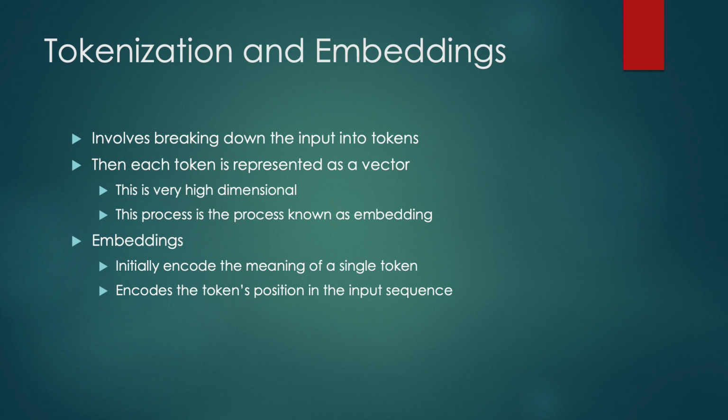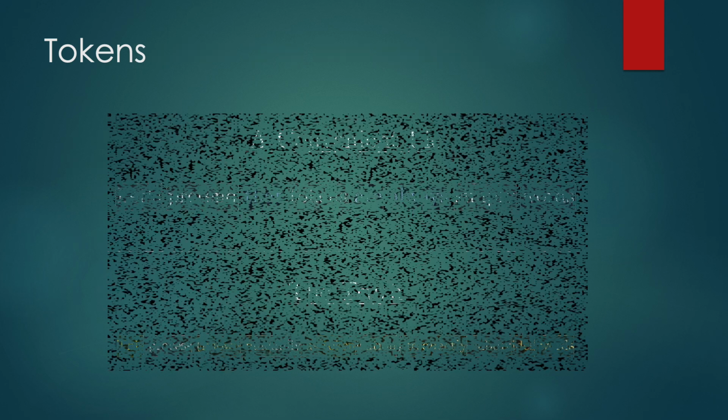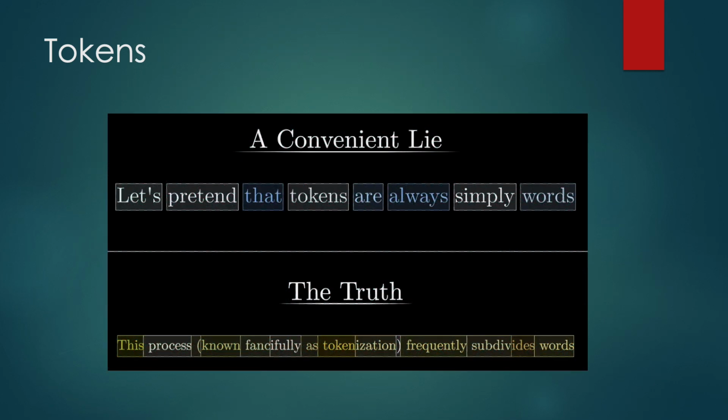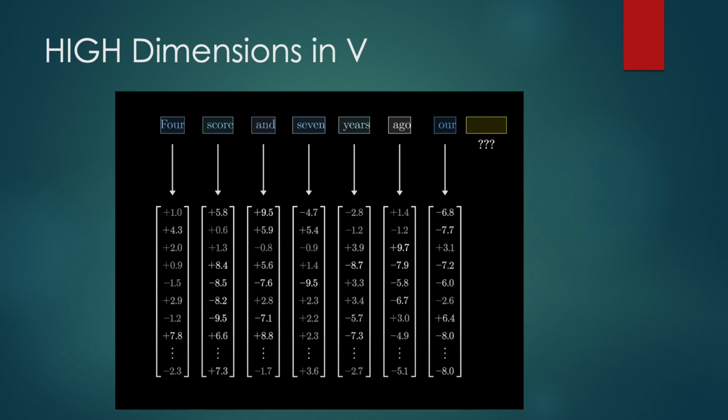The first step in a transformer is to associate each word with a high-dimensional vector. And so this is how we embed tokens and words. They also encode the position of a word. So here's a visual of tokens. They're just pieces of a sentence or whatever the input might be.